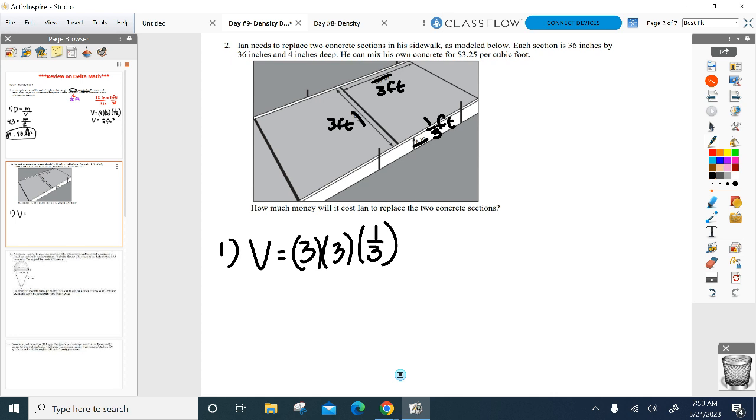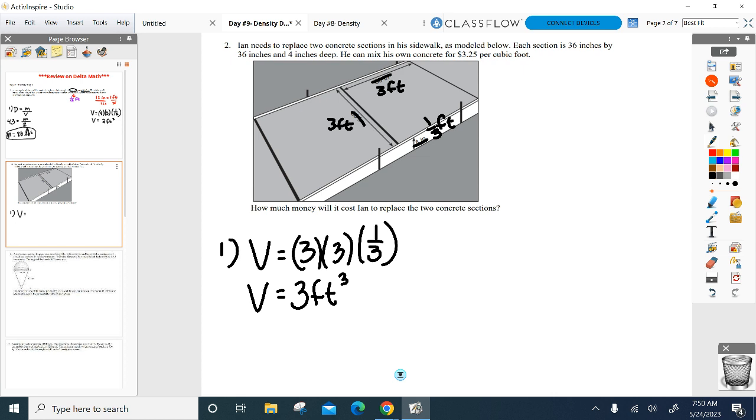And there's one other trick here. I don't know if anybody's noticed it yet. So the volume will be 3 cubic feet. Before I move on, anybody see it?